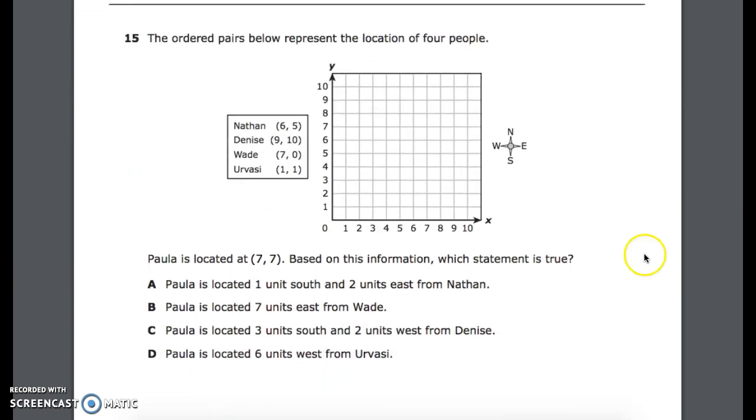Number 15. The ordered pairs below represent the location of 4 people. Paula is located at 7, 7. Based on this information, which statement is true? A. Paula is located 1 unit south and 2 units east from Nathan. B. Paula is located 7 units east from Wade. C. Paula is located 3 units south and 2 units west from Denise. D. Paula is located 6 units west from Urvasi.